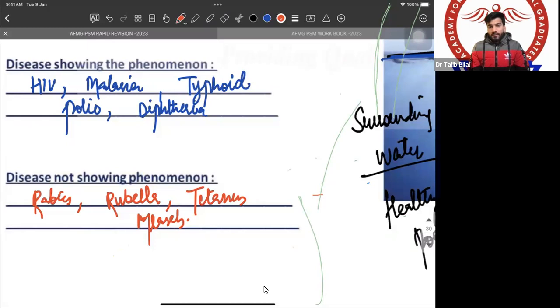Very good. We have already discussed multiple times. Yes, 0, 3, 7, 14, 21 or 28. Now, if the person is already vaccinated, what will be your schedule, guys? 0, 3. Only 2 doses if he's already vaccinated. Yes or no? Yes. That is the schedule of the rabies vaccine.